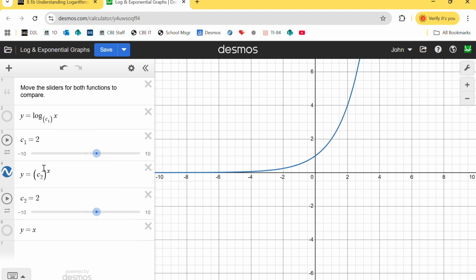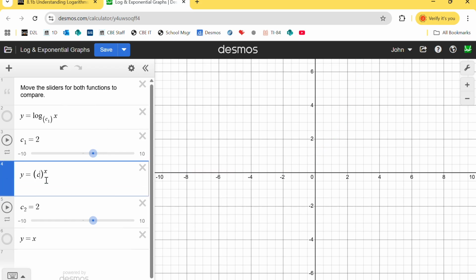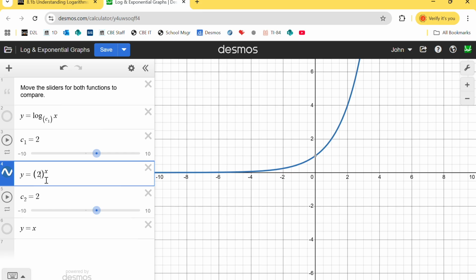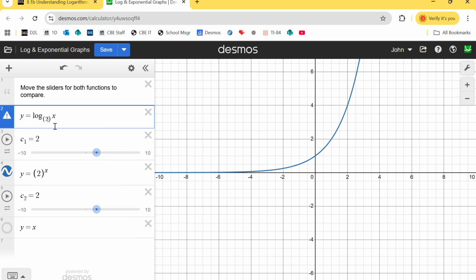So when I turn on this function right here, remember we did that whole thing where when we have y equals 2 to the x, we switch the x's and the y's, x equals 2 to the y, and then we can rewrite it as a logarithm, and we get y equals log base 2 of x. So when we turn that on, this is what we expect.